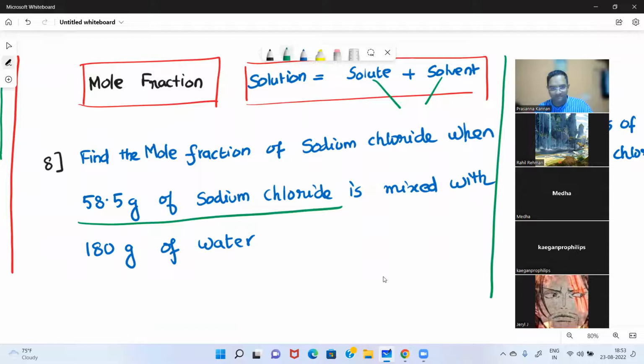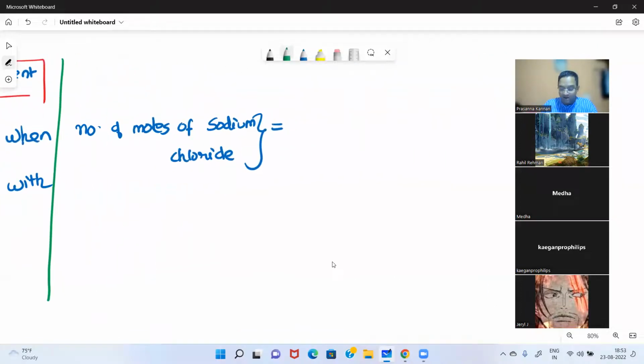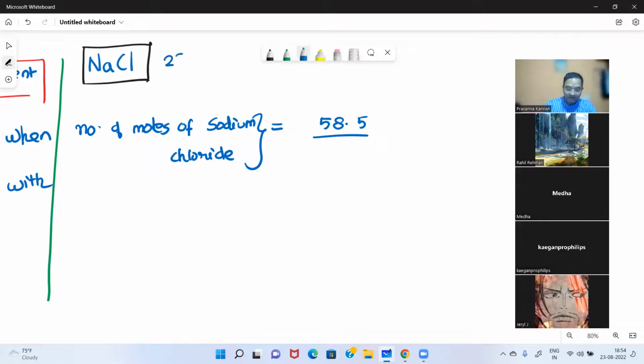58.5 grams, right? So given mass is 58.5 divided by molecular mass. What is the molecular mass of sodium chloride? Sodium chloride is NaCl. For finding out the molecular mass, you need atomic masses. What is the atomic mass of sodium? 23. Yes. What is the atomic mass of chlorine? 35.5. Therefore, you will get 58.5 as the molecular mass of sodium chloride.